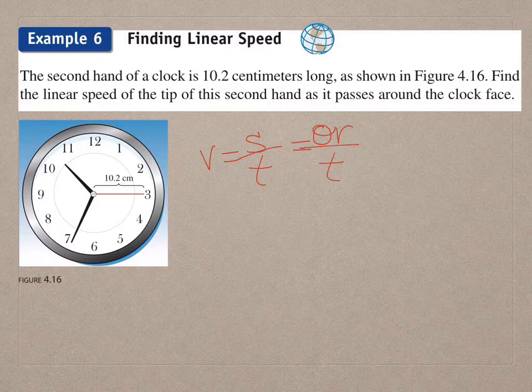Well, let's think about this second hand and its rotations. Now, it doesn't tell us what type of an angle or what type of theta we should use. This clock is going to keep going continuously, right? So there's an infinite amount of rotations that will happen here. So we could pick any portion of a rotation and use that as our theta.